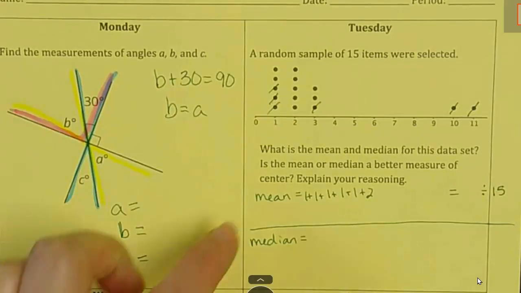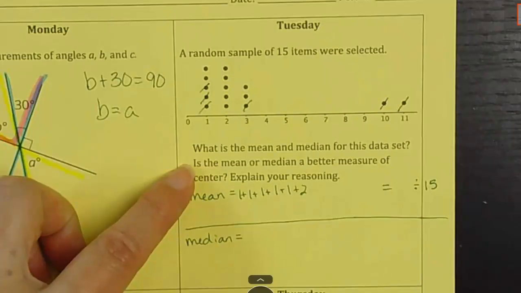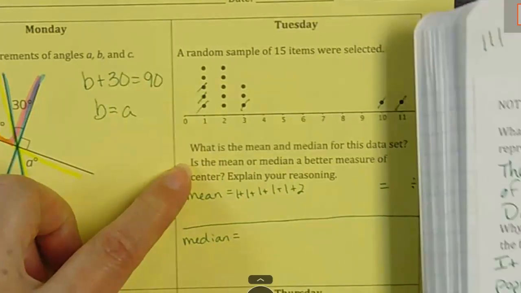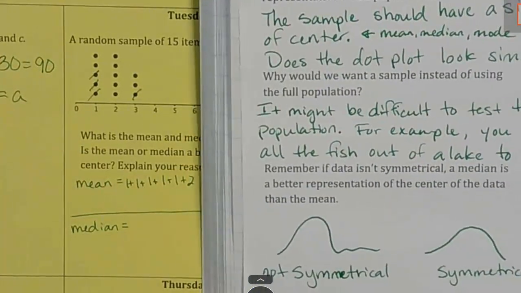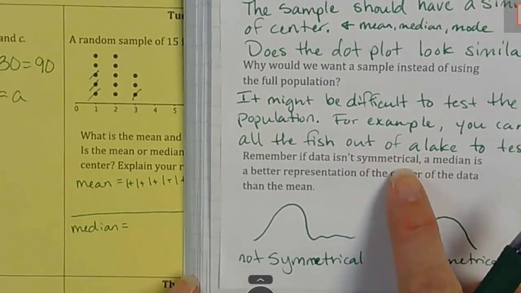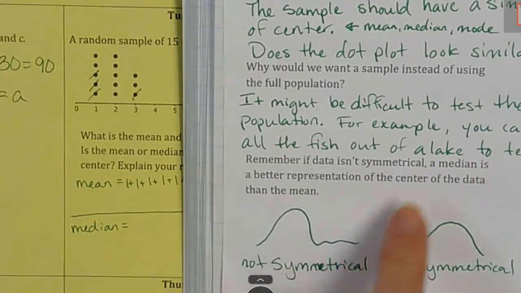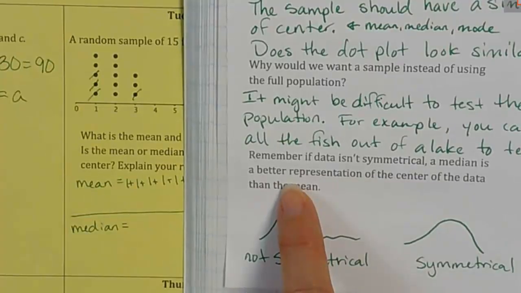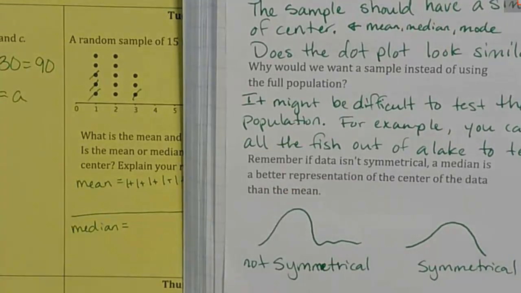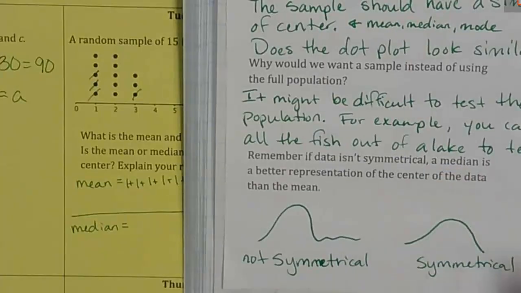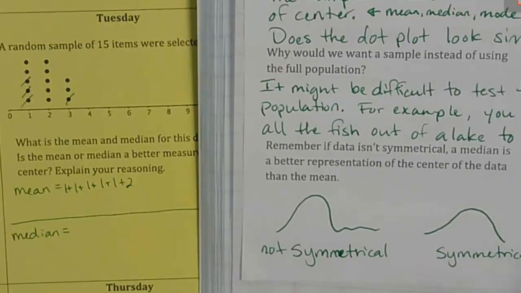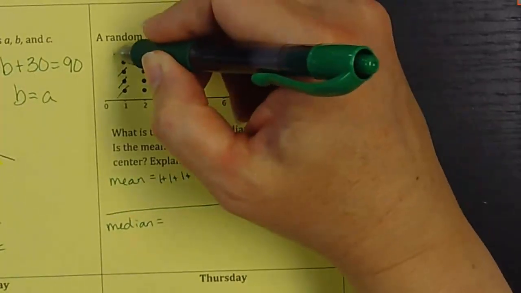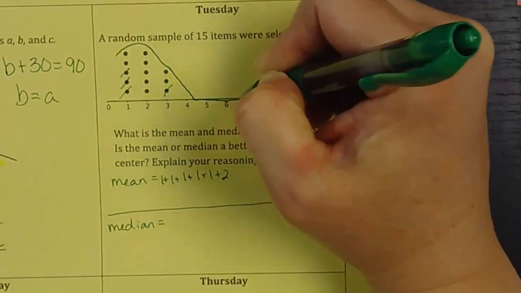Now, to answer this next question, is the mean or median a better measure of the center? And then explain. We're going to look back at our notes. So this says, slide it up a little. Remember, if data isn't symmetrical, a median is a better representation of the center of the data than the mean. So if it isn't symmetrical, we want to use median. So then let's look. Remember what are examples of symmetrical and not symmetrical? So you tell me, is this symmetrical?